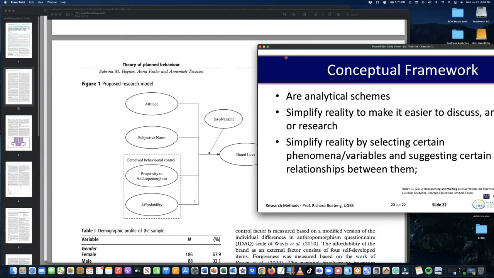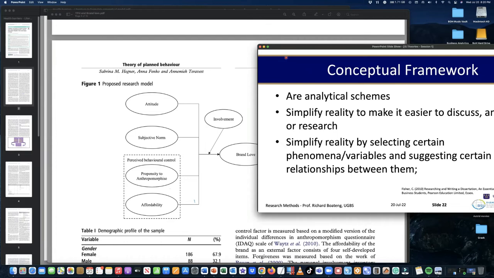My internet is unstable. Can you hear me? Do you hear me? My internet was unstable. Yes, Prof, we can hear. Okay. So this is your proposed. Do you understand it? Yes, Prof.